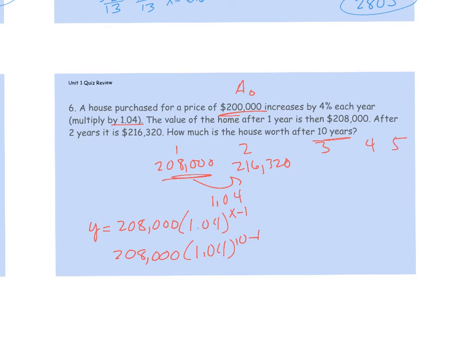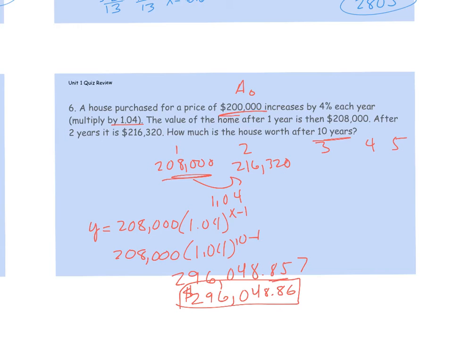208,000, parentheses 1.04, and then the caret key. 10 minus 1 is 9, so I'd hit 9. And I get 296,048.857. So we got to round this to the nearest cent, so that's $296,048. And if you round it up, that'd be 86 cents.